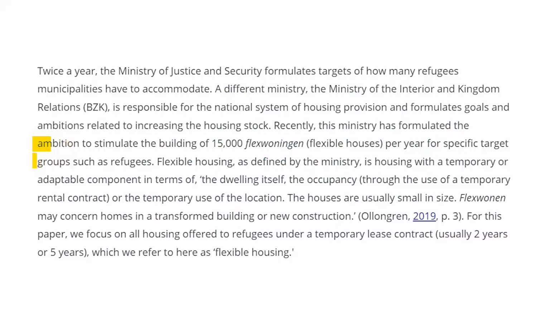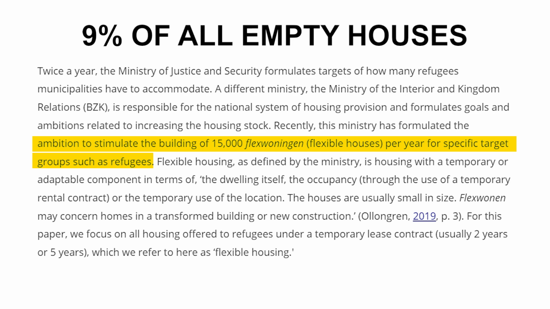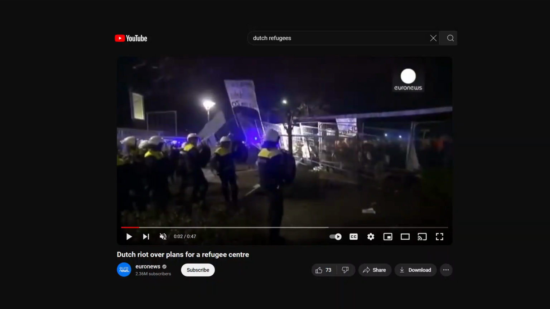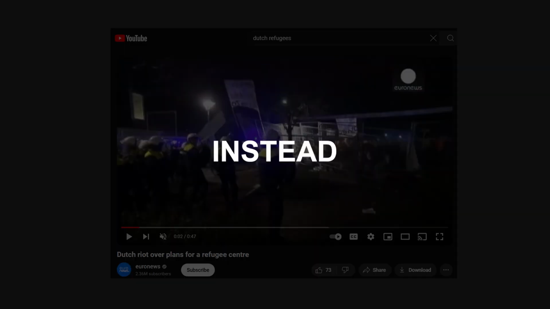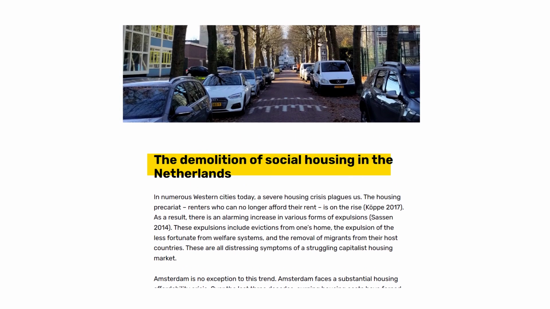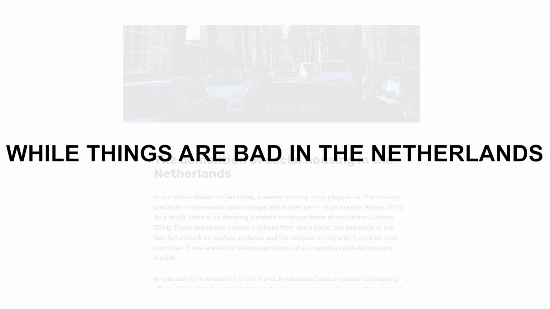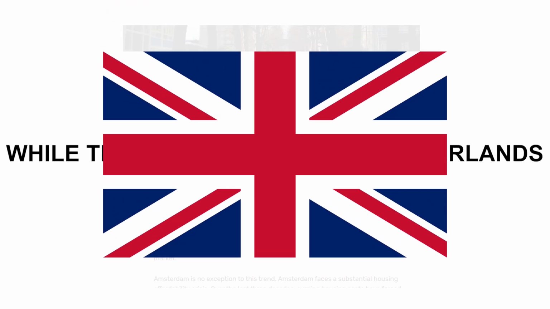Over the years, 15,000 social homes have been given to refugees, which is about 9% of all empty houses. This percentage has gone up, but it's not because more refugees are taking homes from Dutch tenants. Instead, the total number of social houses has decreased quickly. While things are bad in the Netherlands, it is even worse in the UK.